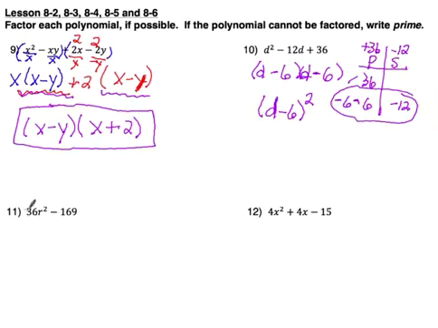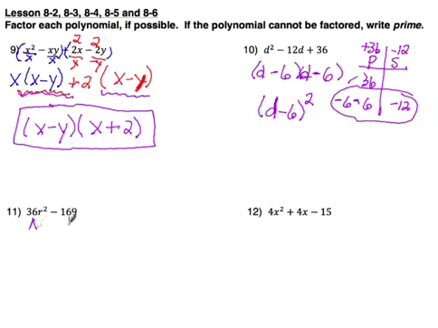Okay, let's look down at 11. I'm looking for a GCF. Is there a GCF between 36 and 169? I don't think there is because 169 is not divisible by 3. So when I look for my GCF, there isn't one, so then I look, okay, are these perfect squares? Yes, 36 is 6 squared, 169 is 13 squared, so I'm ready to go.